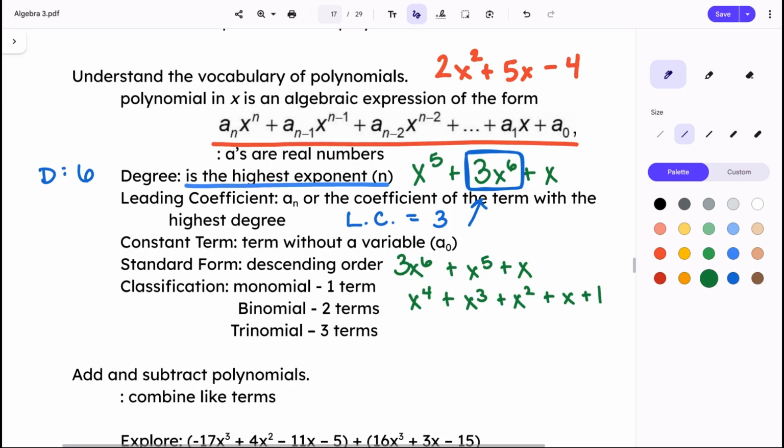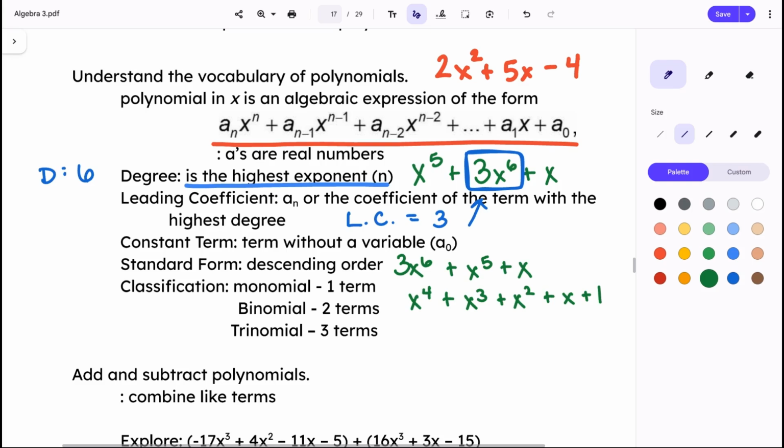Now, how to classify polynomials. If you have a single term, that's called a monomial. Think about the prefix there, mono, that just means single, like one person. So when we think about one term, it could be a number, it could be a letter by itself, it could even be like 3x. That would be a monomial because it's singular.